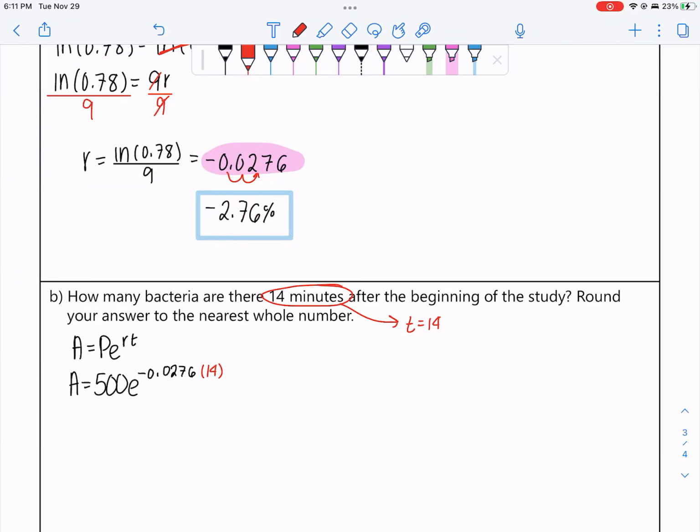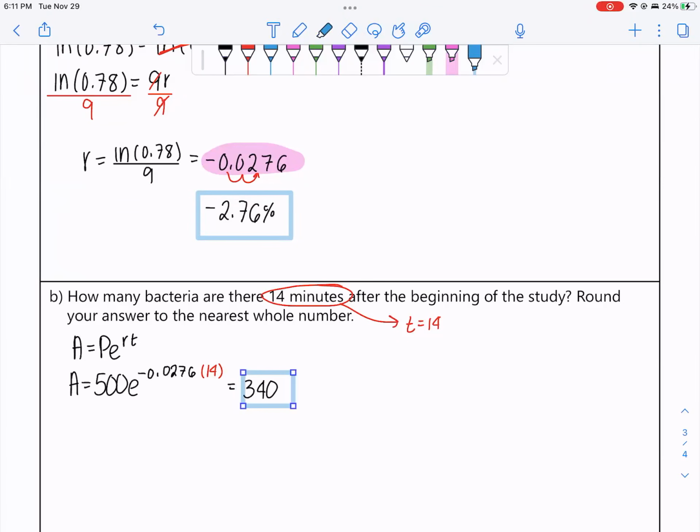All right, so I plug this into my calculator as I do with everything, and I get 339.7. We're rounding to the nearest whole number because we don't take partial bacteria. So this is 340 bacteria after 14 minutes.